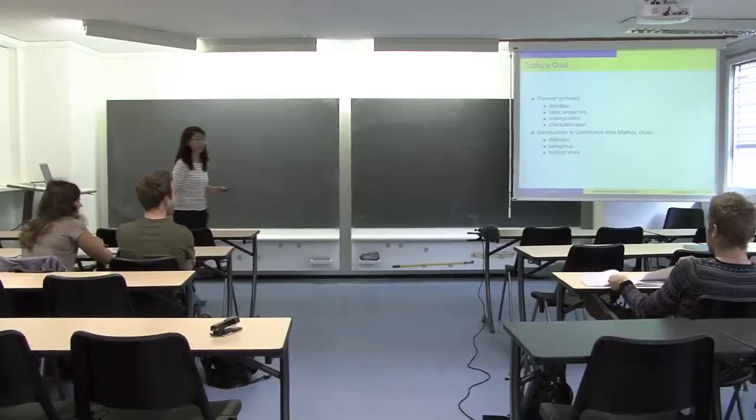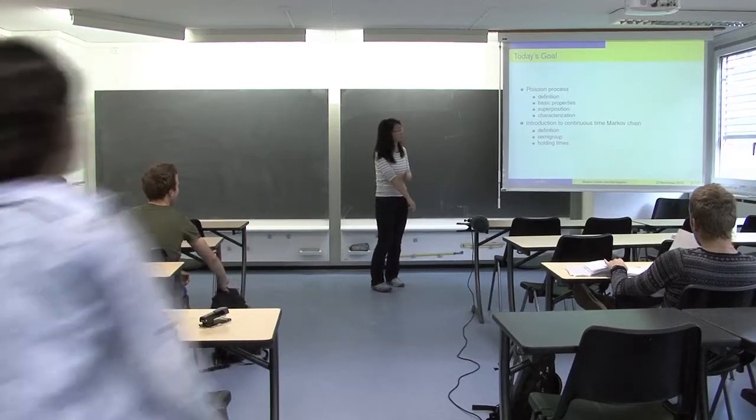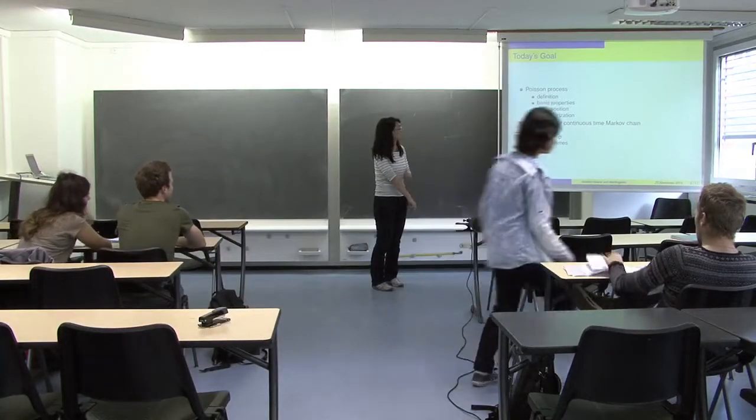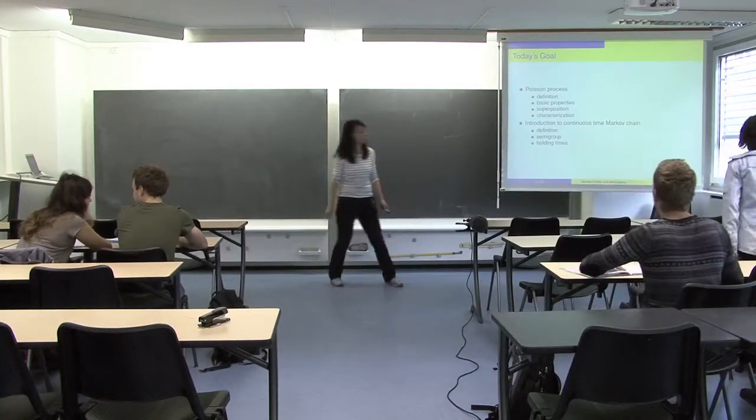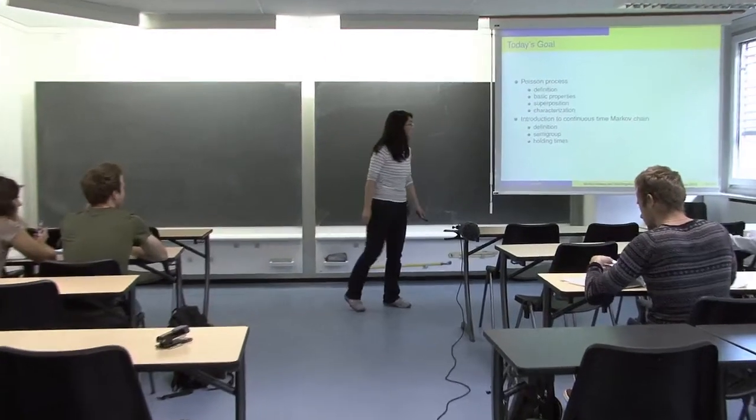Part 3, continuous time Markov chain. We have 2 parts today. First, we will talk about what is a Poisson process: the definition, basic properties, superposition, and characterization. And the second part is the introduction to continuous time Markov chain.